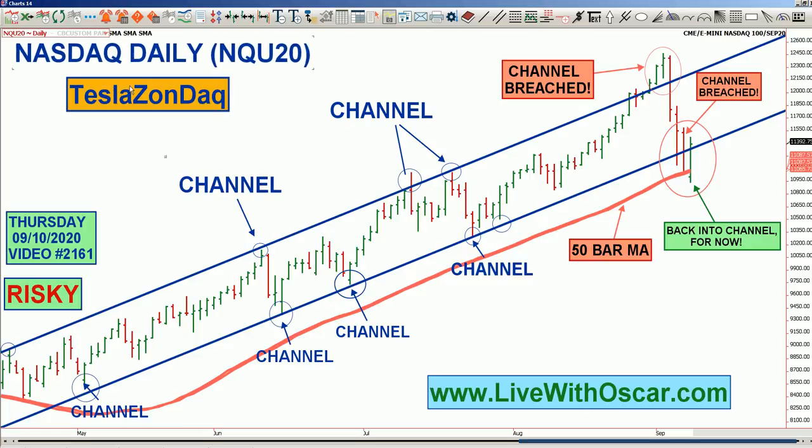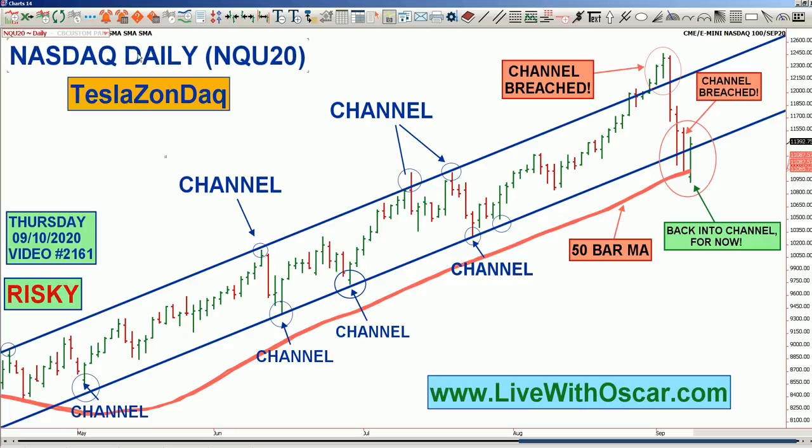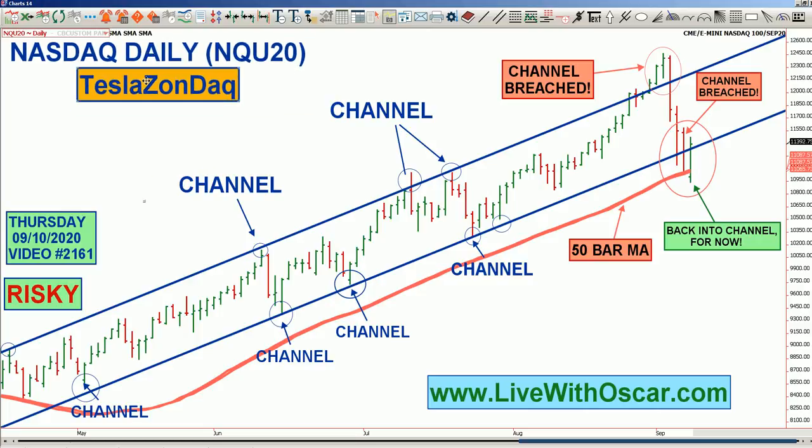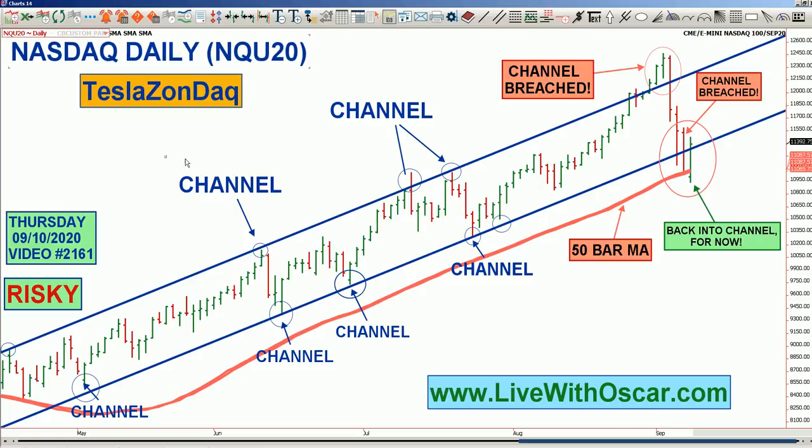Nasdaq daily bar, or the Tesla Amazon Nasdaq, because Nasdaq tends to be a slave to these two stocks. If Tesla or Amazon move, so does Nasdaq. They're heavily weighted right now, and I have noticed that the correlation is out of control. But in any event, you're looking at the Tesla Amazon Nasdaq chart.